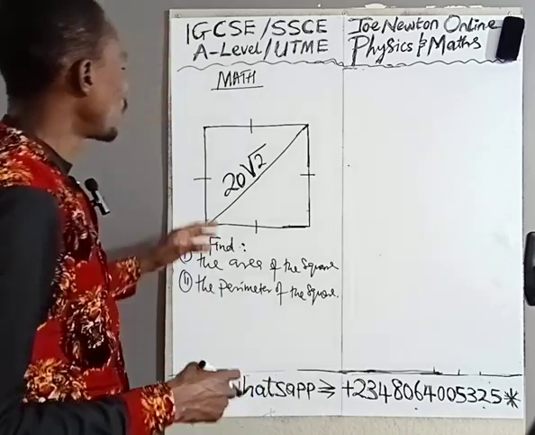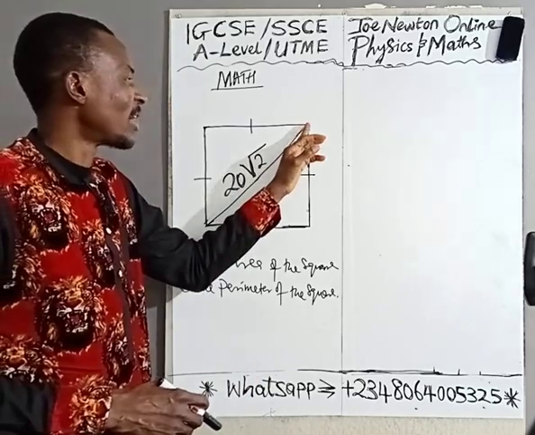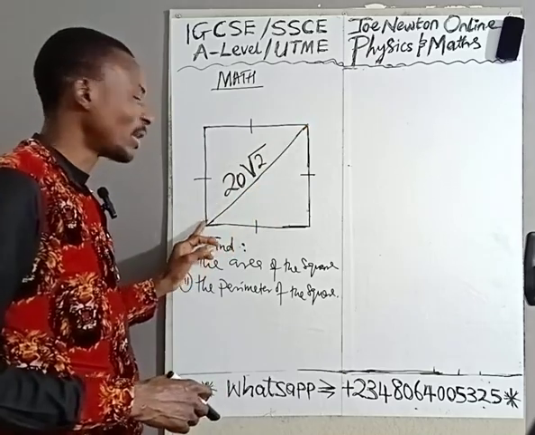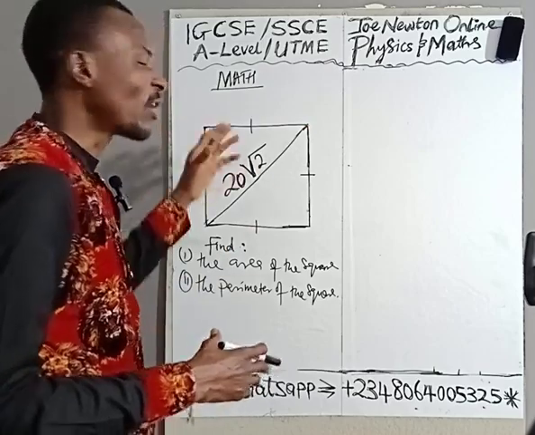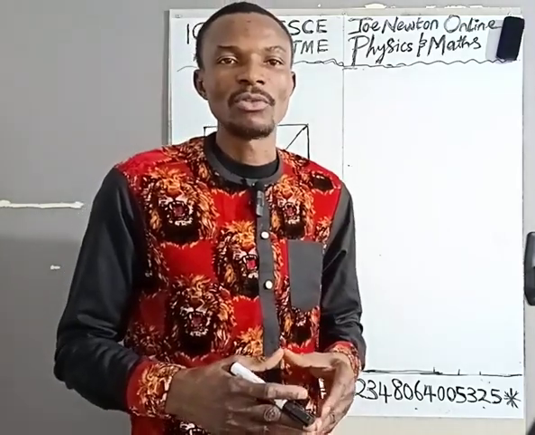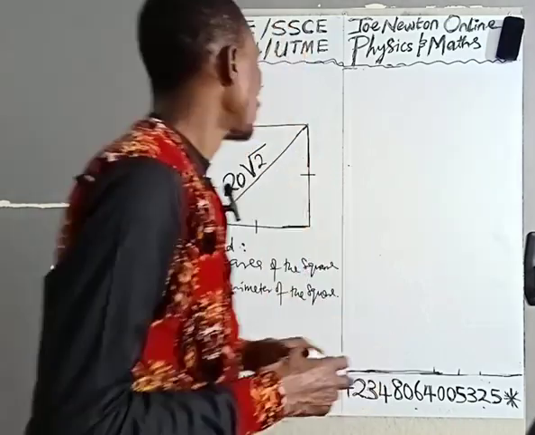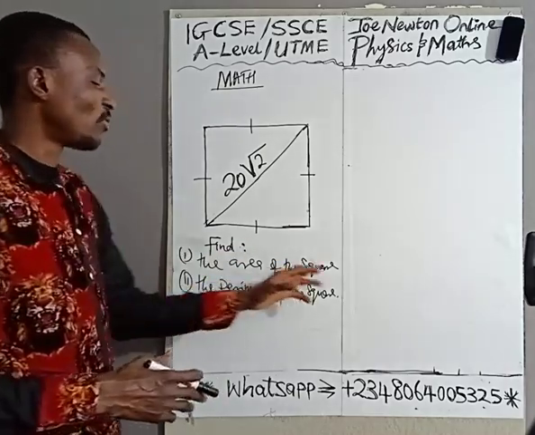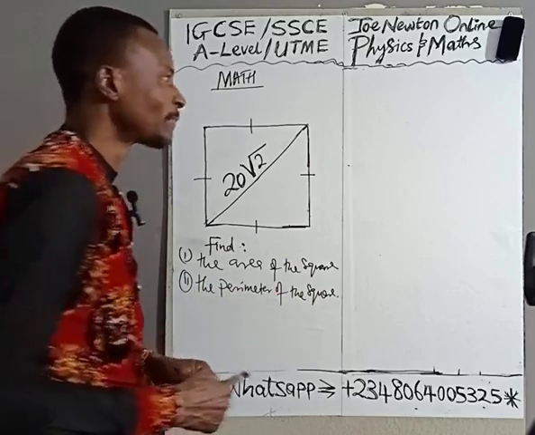Okay, then we are given a diagonal. A diagonal is this line that crosses from this point, this vertex, to the other vertex. So we are given a diagonal, and this diagonal divides this square into two triangles, of course, into two equal right-angled triangles. Then the question asks us to find (i) the area of the square, then (ii) the perimeter of the square.